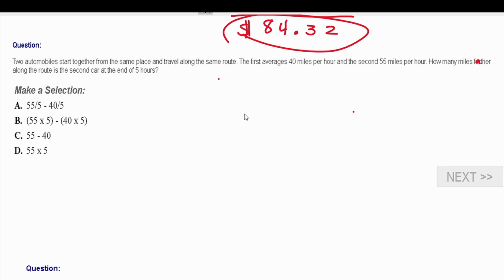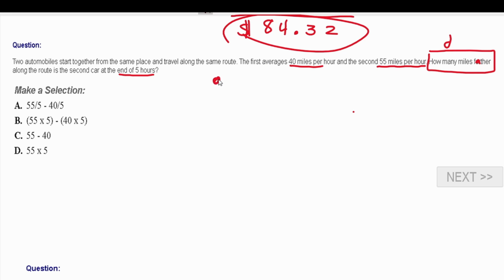But that said, we should recognize that we have the elements of the distance formula. We're given rates, notably miles per hour, as well as 40 and 55 miles per hour respectively. We're given time, a 5-hour trip, and we're being asked to figure out how many miles farther, which is in reference to distance. But that said, let me make a little diagram to help illustrate what's going on here.